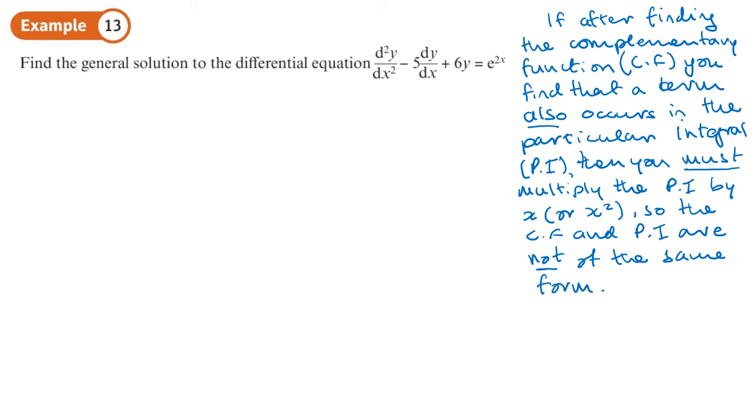So let's work through this question and see what we get. So first of all, we're going to work out the complementary function. So we start with the auxiliary equation. Here A is 1, B is -5, C is 6. So the auxiliary equation is going to be m squared minus 5m plus 6 equals 0.